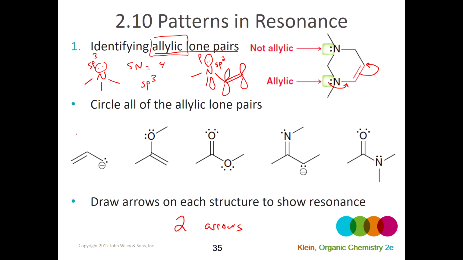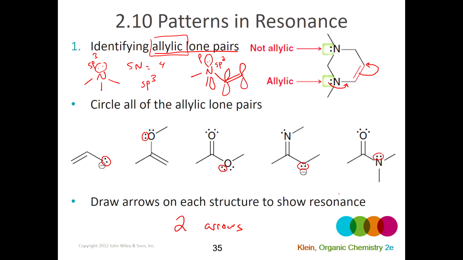So first you've got to identify the allylic lone pair. This is an allylic lone pair. Either one of these could count as an allylic lone pair. This is an allylic lone pair. It's one atom away from one that's directly involved in a double bond. Same thing here. Same thing here.